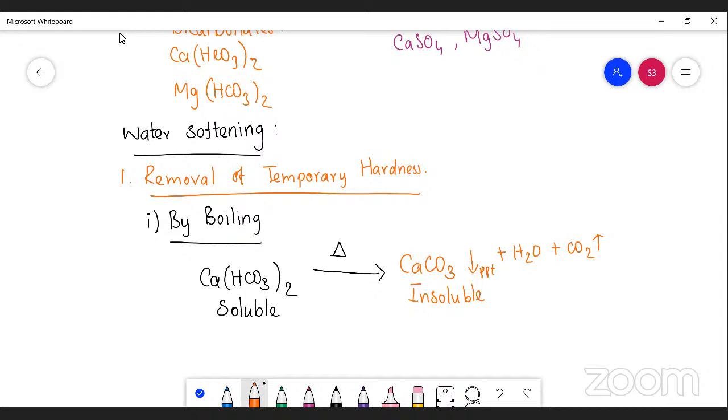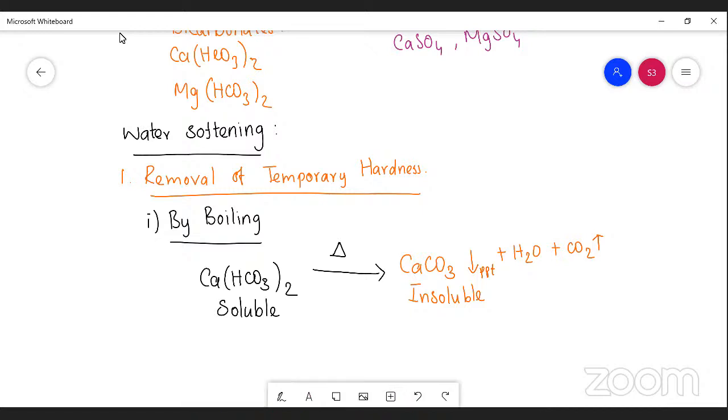So the temporary hardness is caused by a soluble salt, calcium bicarbonate. On boiling, what will happen? It gets precipitated as calcium carbonate, an insoluble precipitate, so it will be filtered off. The chemical which causes temporary hardness is removed as calcium carbonate, so the hardness of water is removed.